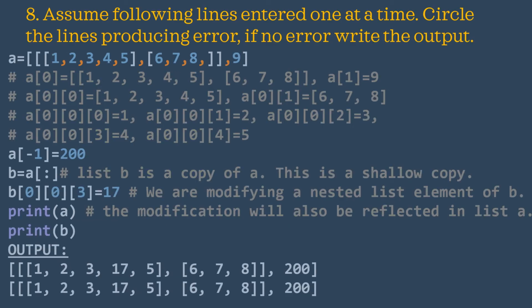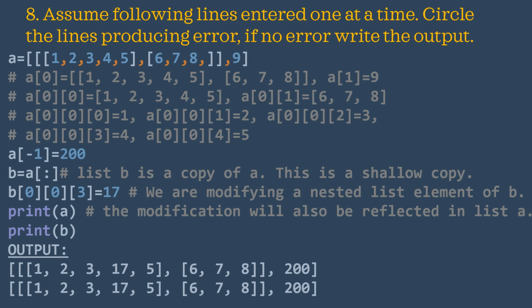Now the next question goes like this. Assume the following lines are entered one at a time. Circle the lines producing error. If no error, write the output. Here you can see A is a list having some elements. The elements contain sublists also.